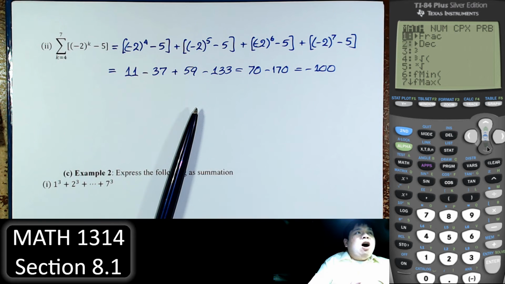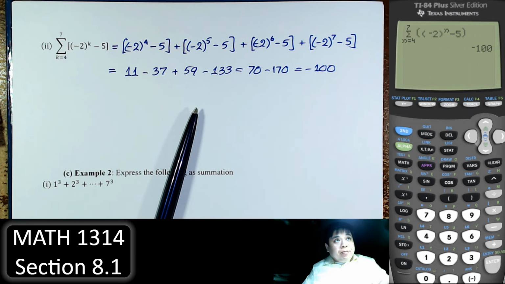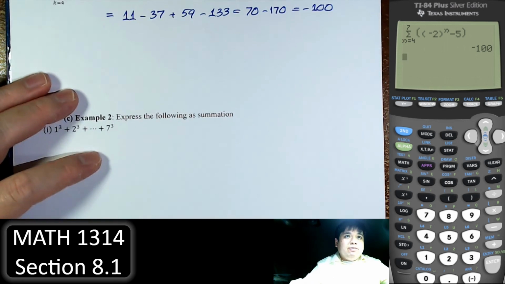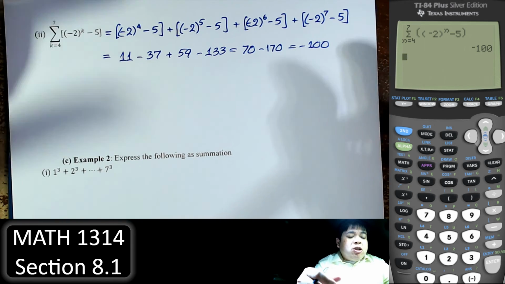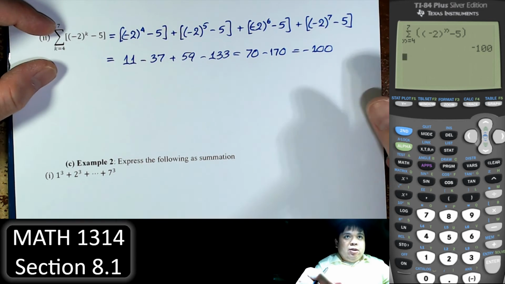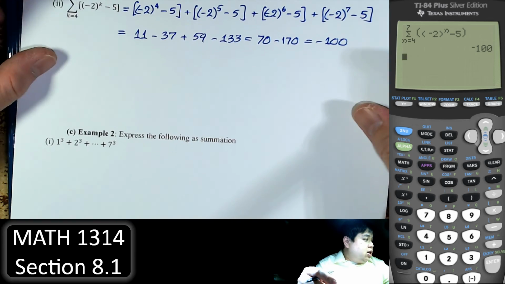Right, math, option 0. Use n equal to 4 to 7. Negative 2 to the n minus 5. Right, that's good. So once again, substitute the lower limit and then increase that by 1 until we have the upper limit. So that's easy.